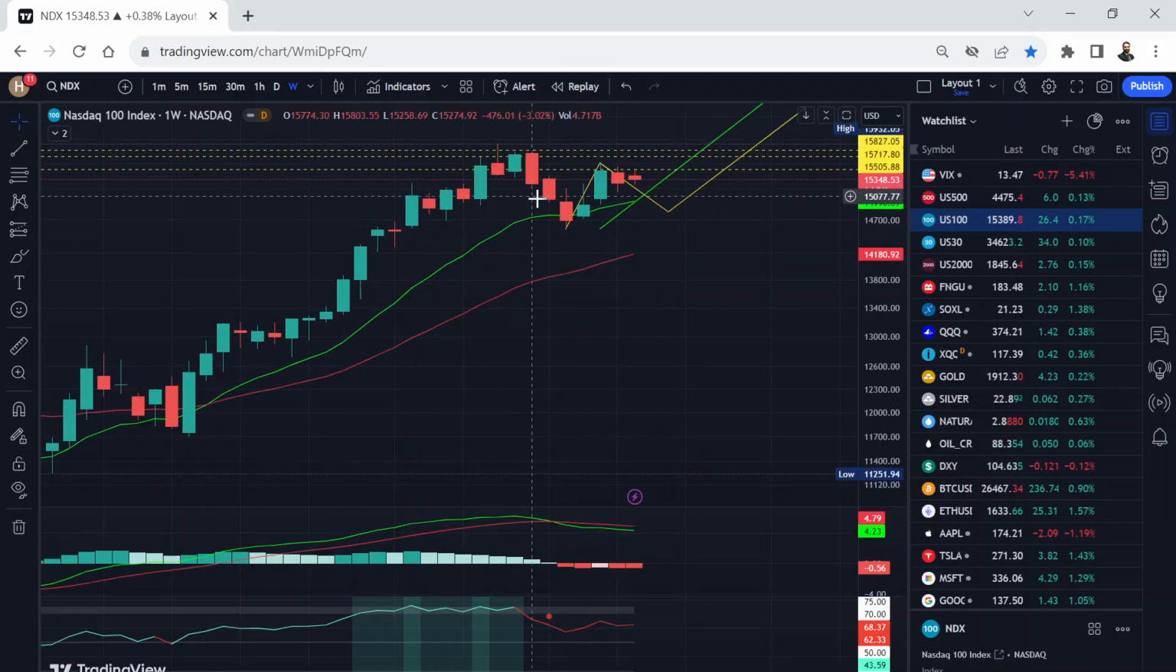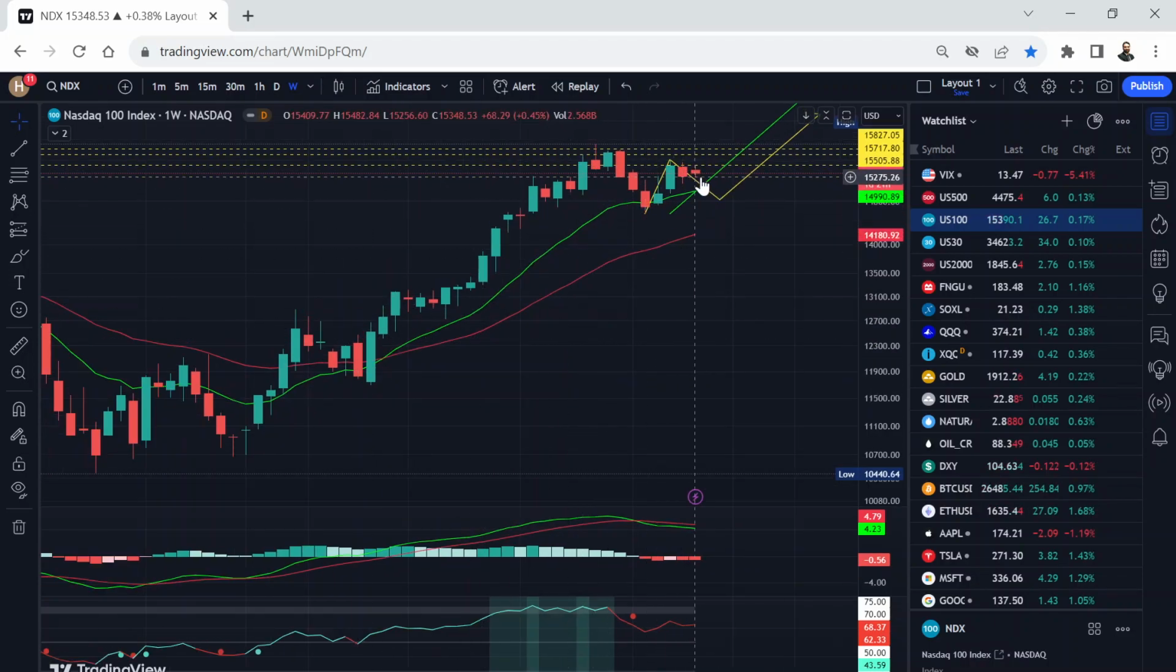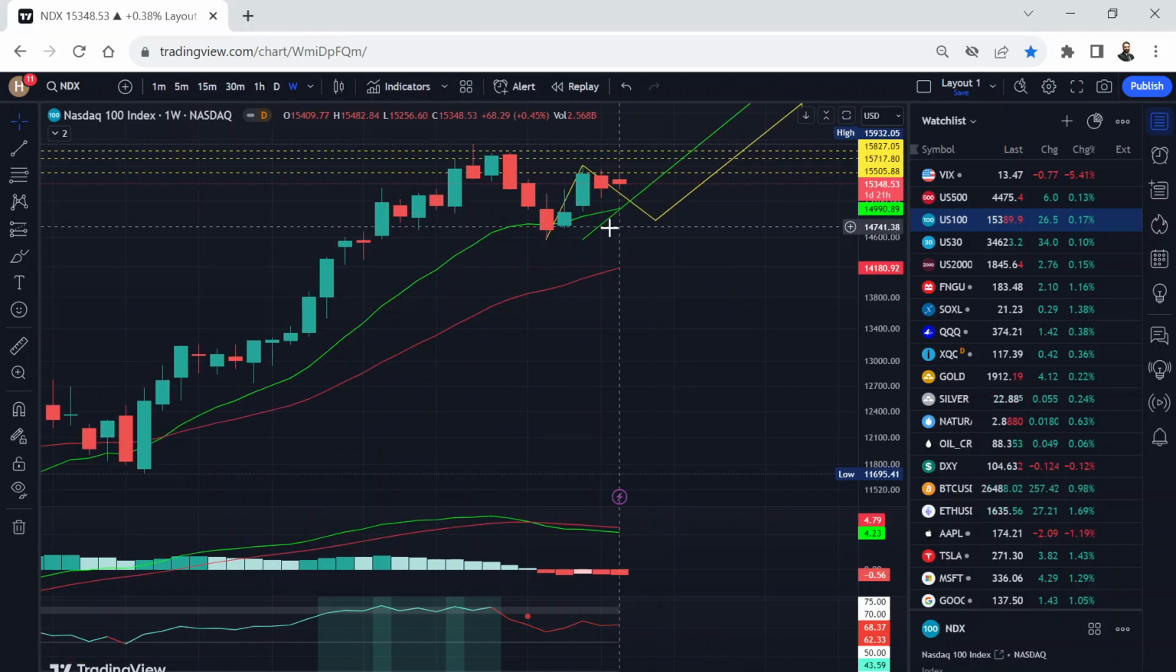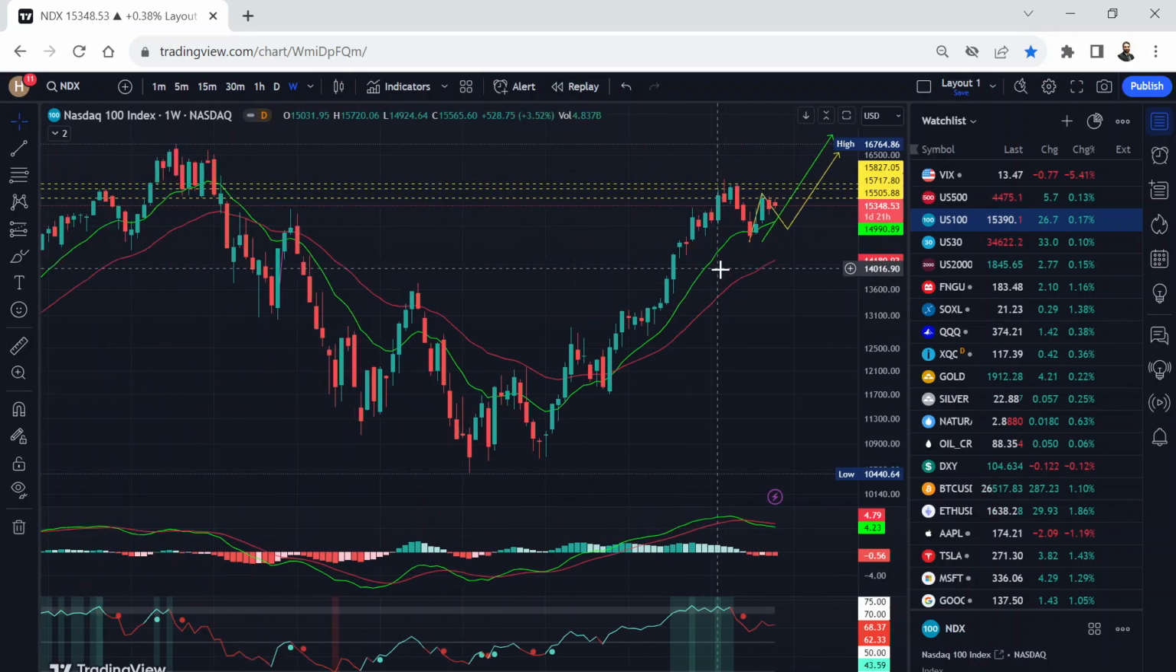Focus on how price comes back into this zone between the green and red line and then goes higher. It can come back again here, and I'm thinking most likely it's going to make a higher low. So worst case, it can go up to 14,990, and then that will be it. And then we're heading higher for a new all-time high.